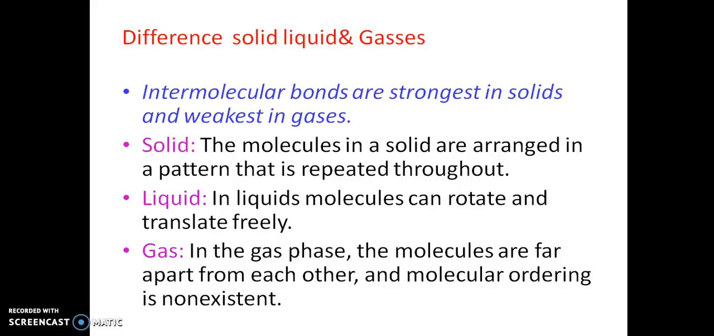The difference between solids, liquids, and gases with respect to intermolecular bonds is that they are strongest in solids and weakest in gases. Solids: the molecules in a solid are arranged in a pattern that is repeated throughout. Liquid: in a liquid, molecules can rotate and translate freely. In gases, the molecules are far apart from each other and there is no molecular ordering.